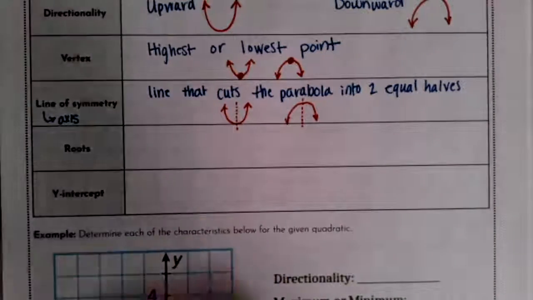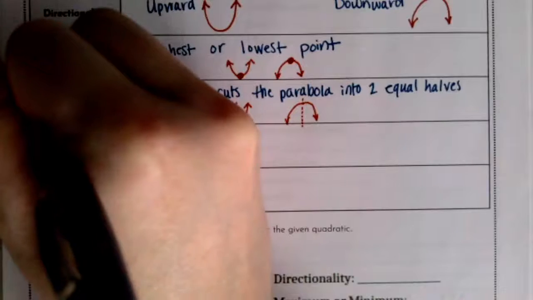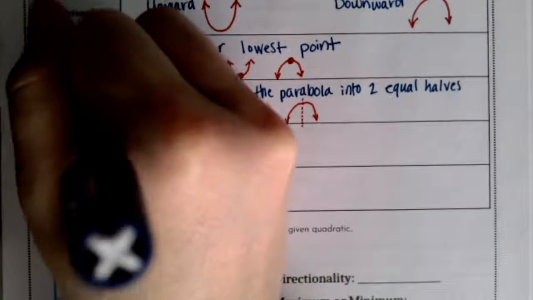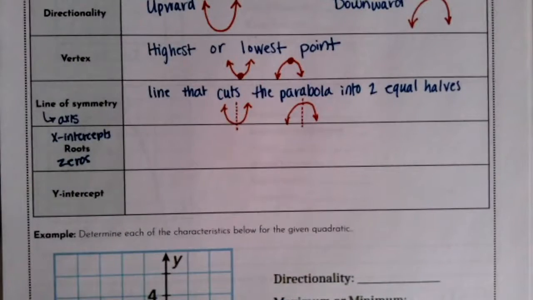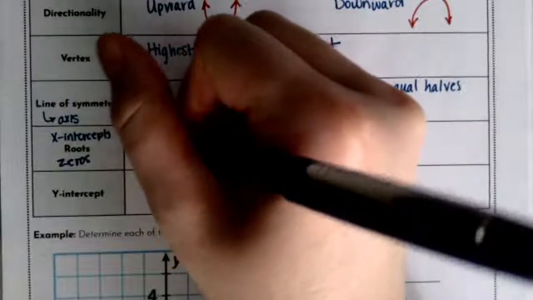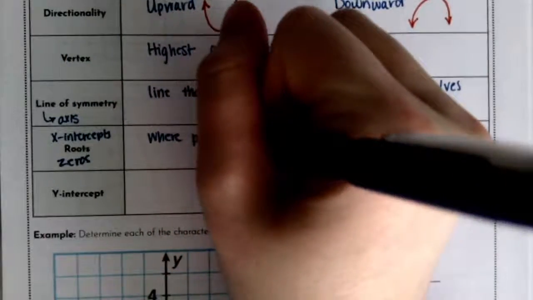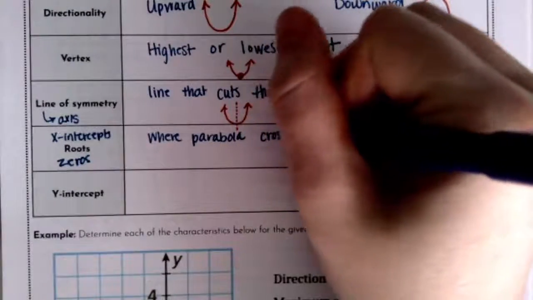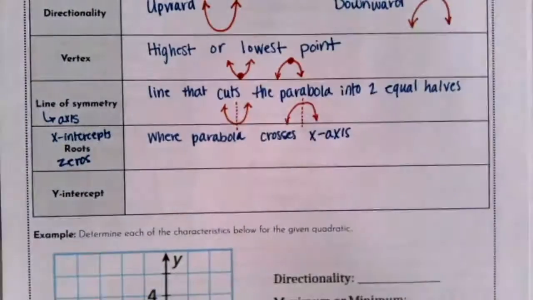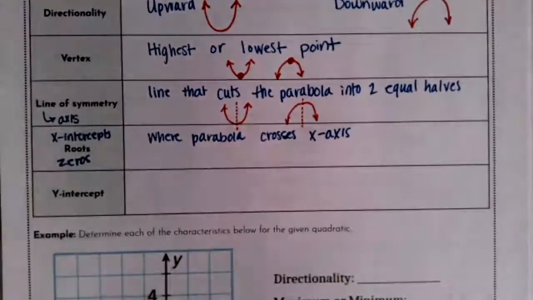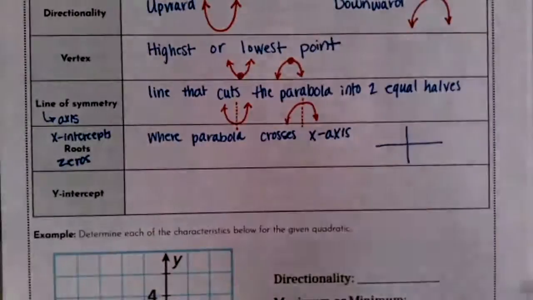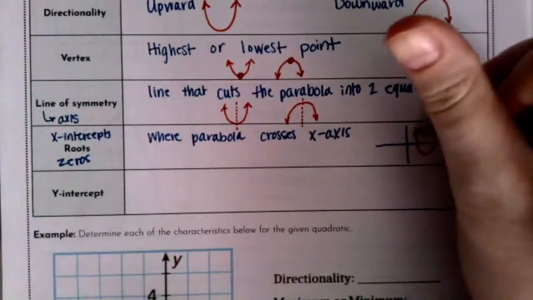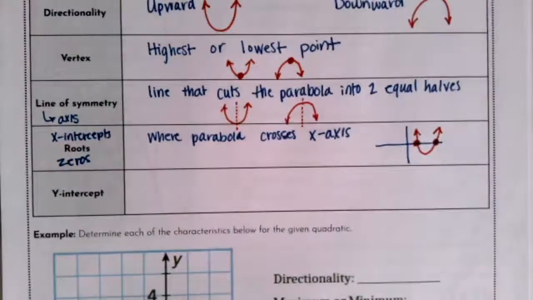And the next two kind of go together. The roots are also the x-intercepts and the zeros. They have lots of names, but they all mean the same thing. And these are where the parabola crosses the x-axis. So if we have a coordinate plane and we have a parabola that looks like this, then we would have 2 x-intercepts, 2 roots, because it crosses twice.